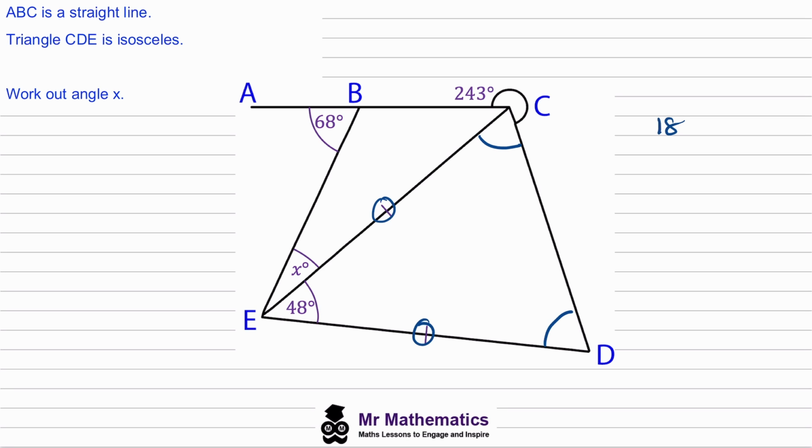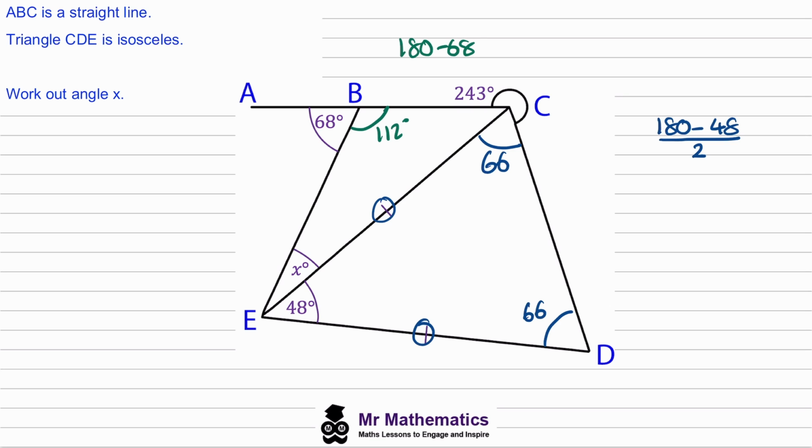So we'll have 180, angles in this triangle, minus the 48, and we'll divide that by 2 because they're both equal. And this will give us 66 degrees each. We can use angles on a straight line here to work out this angle. This will be 180 take away the 68. So this will be 112.